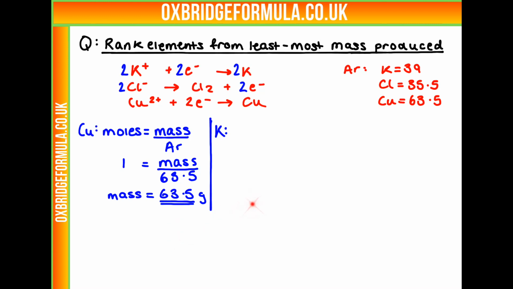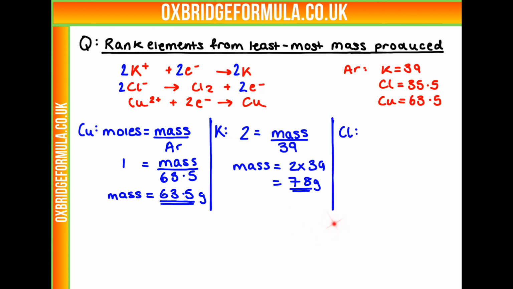If we do the same for potassium, this time we see we've got 2 moles of it. So it's going to be 2 equals our mass divided by 39. So our mass is 2 times 39, or 78 grams. And for our chlorine, we see we've got just 1 mole of it again, but this time we have to times our atomic weight by 2 because we've got 2 atoms there. So 1 times 2 times 35.5 gives us a final mass of 71 grams.